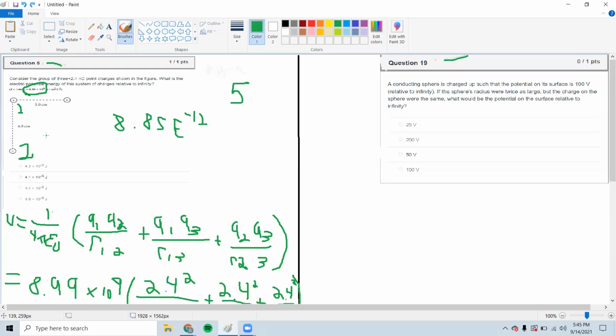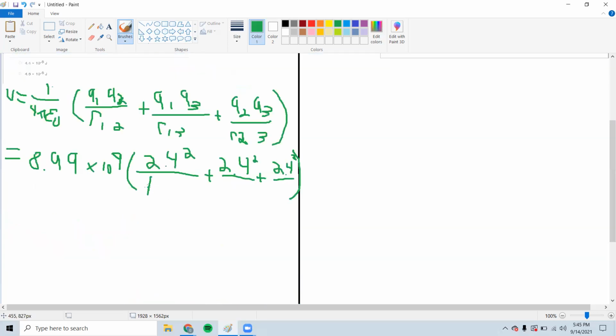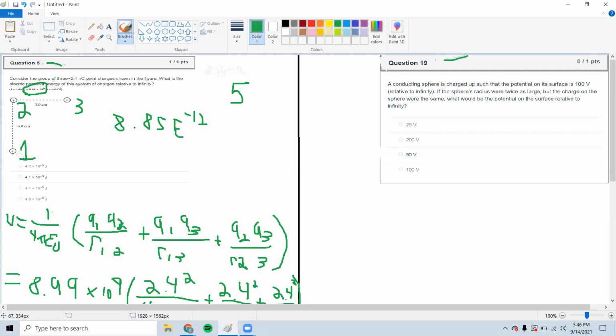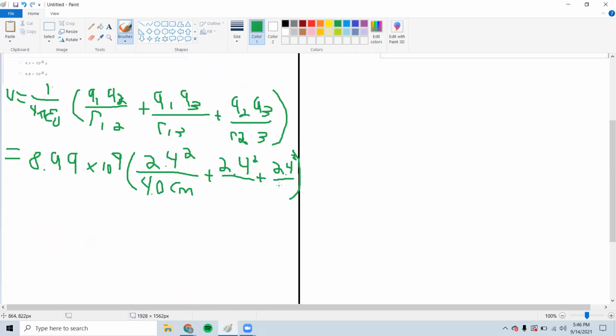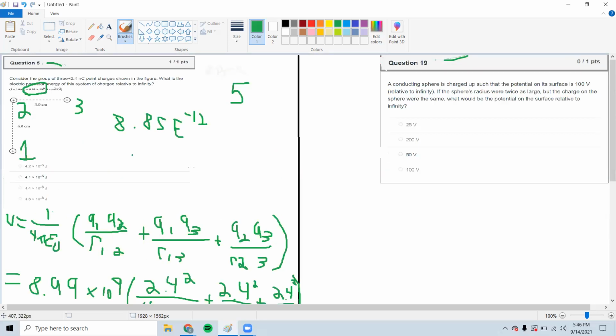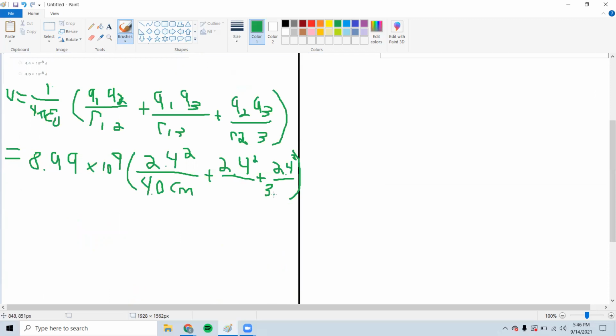You can't really see that well, actually. Hold on. 1, 2, 3. So the distance between 1 and 2 is 4.0 centimeters. Next we have R13, 1 and 3. It doesn't say it yet, so then we're going to do 2 and 3. The distance between 2 and 3 is 3 centimeters.